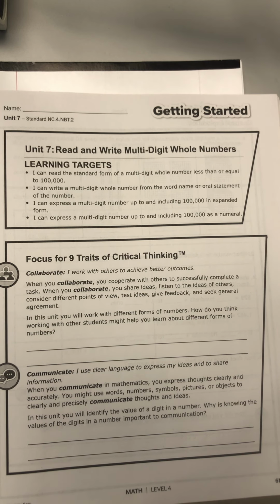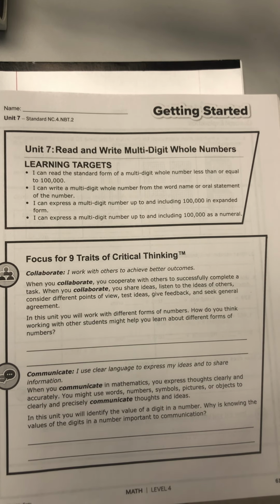So our learning targets for this unit, Unit 7, is about reading and writing multi-digit whole numbers. It says, I can read the standard form of a multi-digit whole number less than or equal to 100,000. I can write a multi-digit whole number from the word name and statement of the number. I can express a multi-digit number up to and including 100,000 in expanded form, and I can express a multi-digit number up to and including 100,000 as a numeral or as numbers.